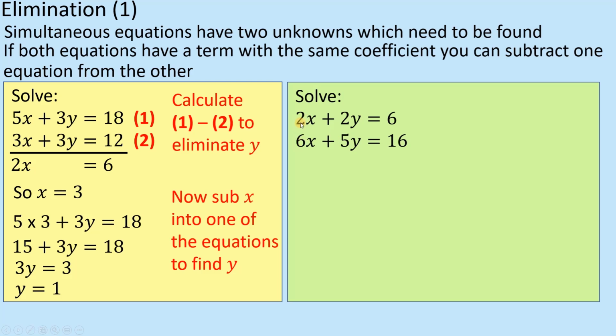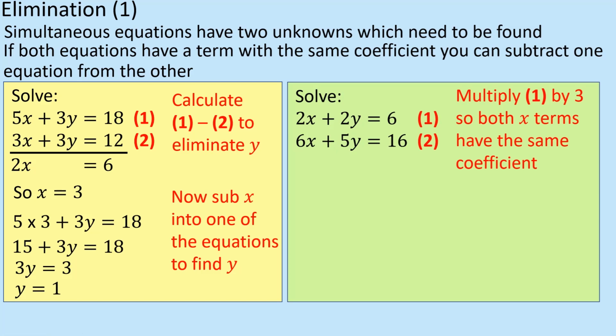If I do one take away the other in this case, because the coefficients of the 6 and the 2 and the 5 and 2 are not the same, then they're not going to be eliminated at all. So I have to manipulate them a little bit first. What I could do is times this top one by 3, so times them all by 3, because that's what I'd have to do, then this would become 6x, and it would be the same as this one. So I'm going to do that one.